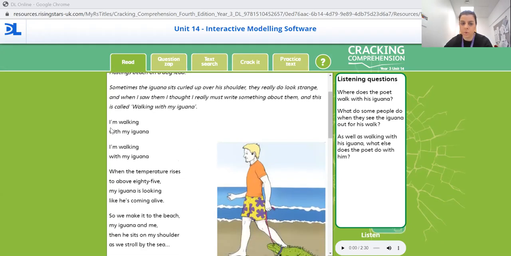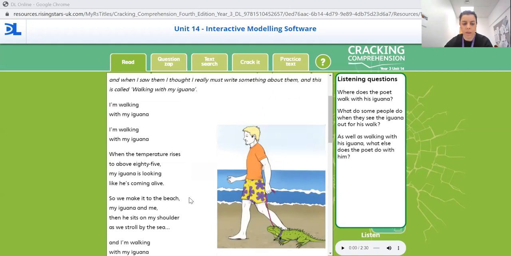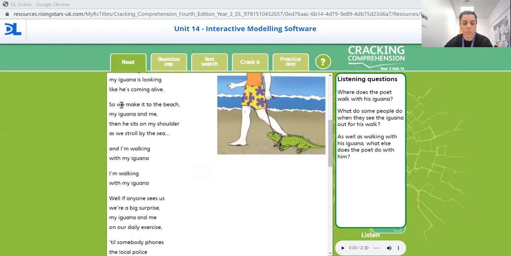So this is verse one here. I'm walking with my iguana. I'll start that again because I think it just came up on my screen. I'm walking with my iguana. When the temperature rises to above 85, my iguana is looking like he's coming alive. So we make it to the beach, my iguana and me. Then he sits on my shoulder as we stroll by the sea.